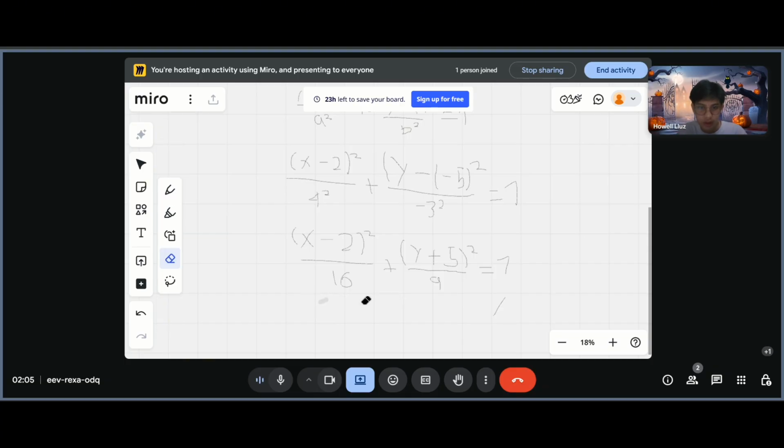Now switch to the general form. So let's go to general. To do that, we multiply both sides by the least common denominator, which is 144.